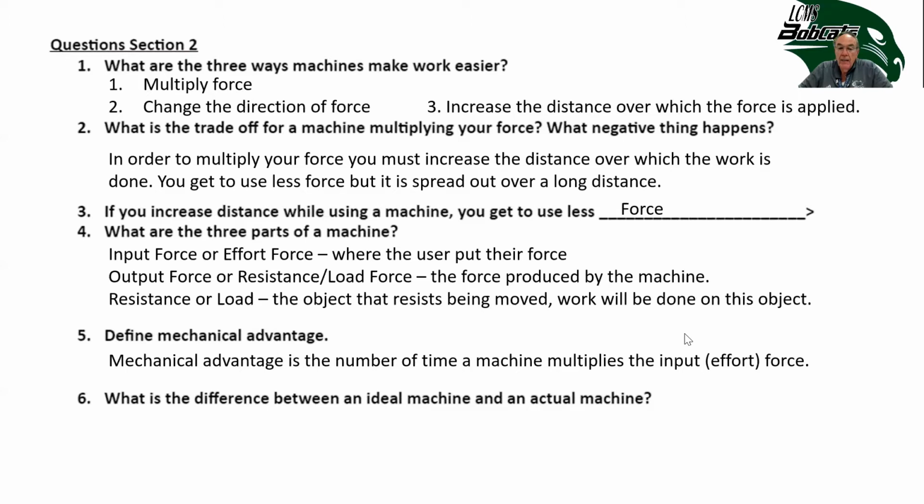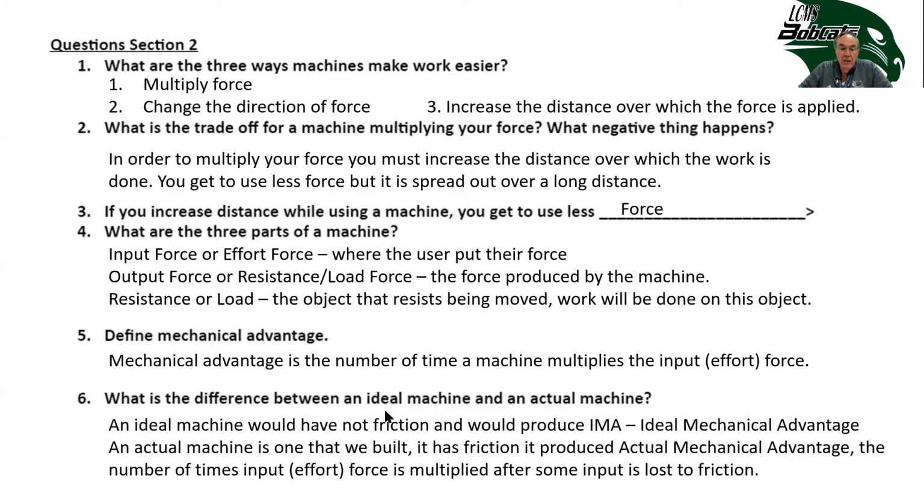What's the difference between ideal and actual mechanical advantage? Okay, an ideal machine is a machine that would have no friction, and it would produce ideal mechanical advantage. An actual machine is one that we built, and it has friction. Friction is produced. The actual mechanical advantage is the number of times the input force is multiplied after some input is lost to friction.